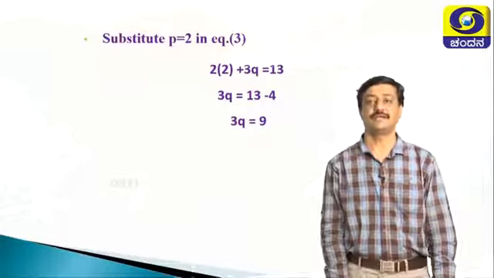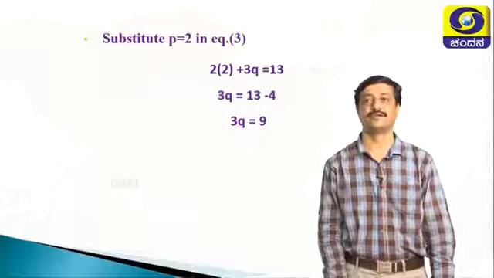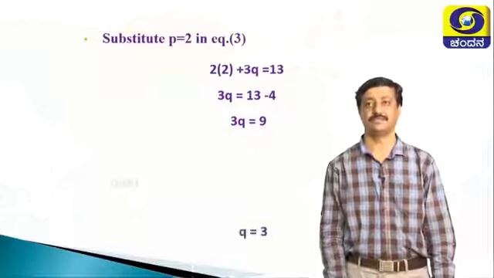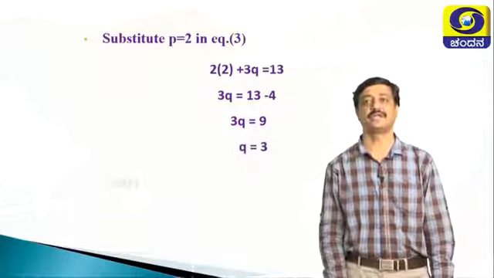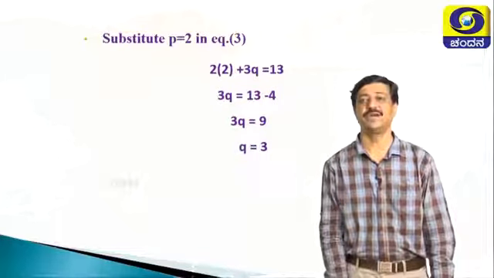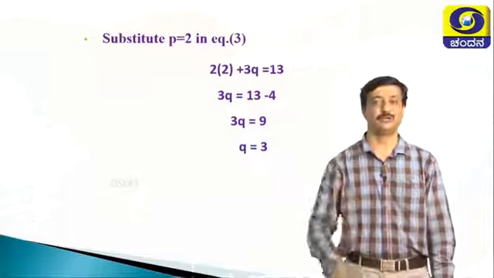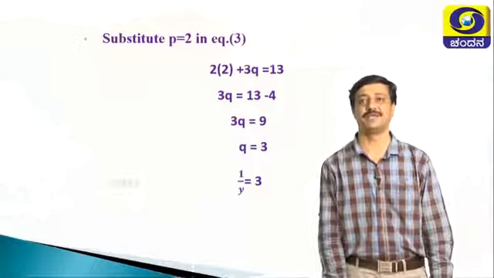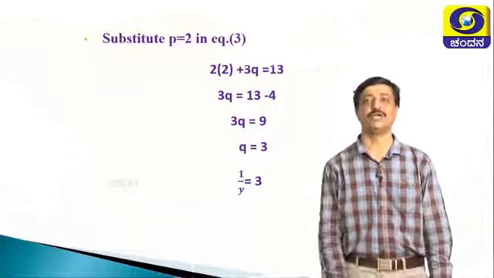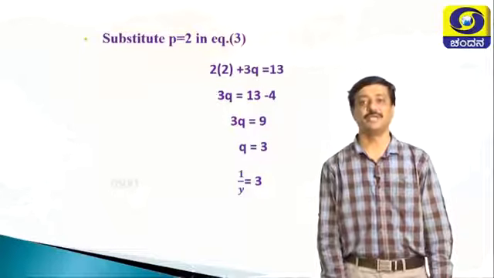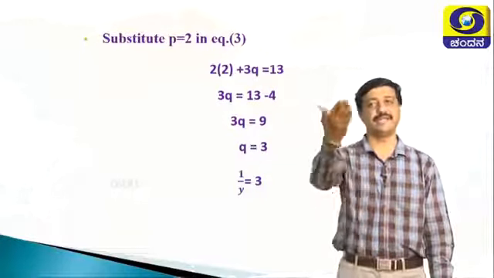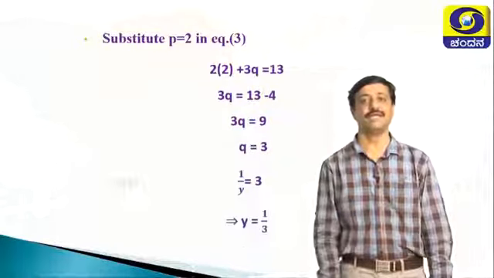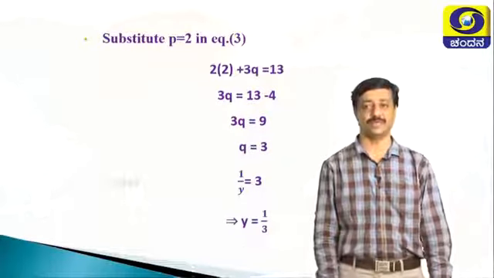Finally, if you subtract 4 from 13, you get 9. 3q is equal to 9. Transpose 3 to the right side, finally you will get q value as 3. We have assumed q as 1 by y. Substitute q as 1 by y, you will get 1 by y is equal to 3. After taking the reciprocal, finally you will get y is equal to 1 by 3.